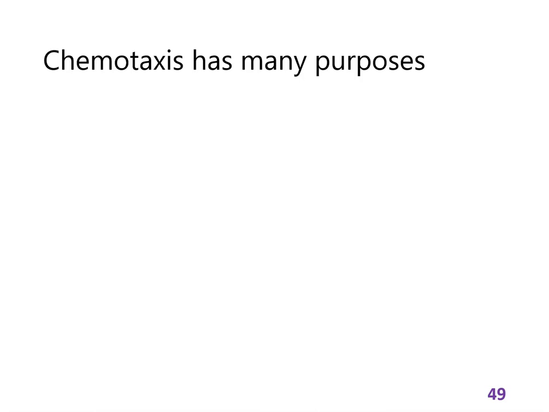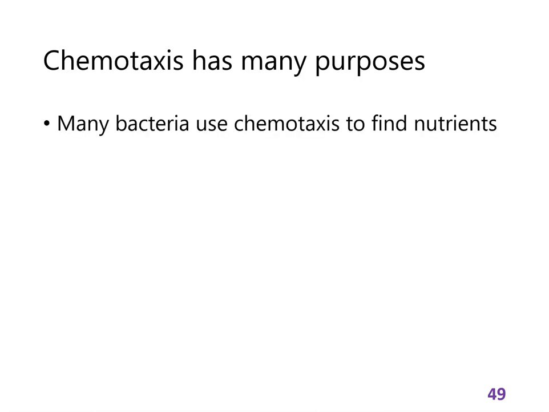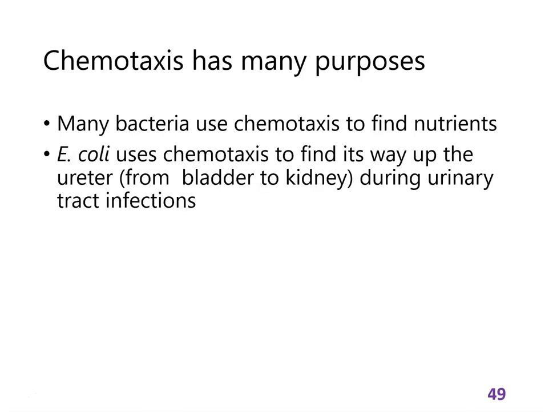So what do they do with this? If they're moving towards something good or away from something bad, we call that chemotaxis. They're moving relative to a chemical. And they typically are going to use this to get to nutrients. But other times they're going to use it to get to a better location.